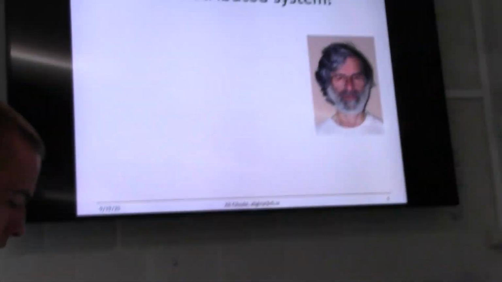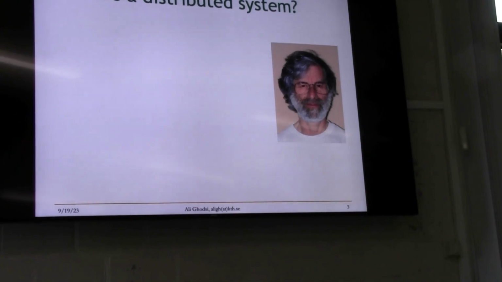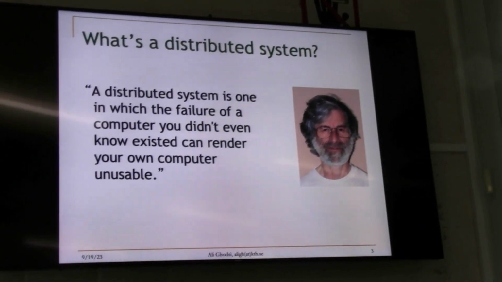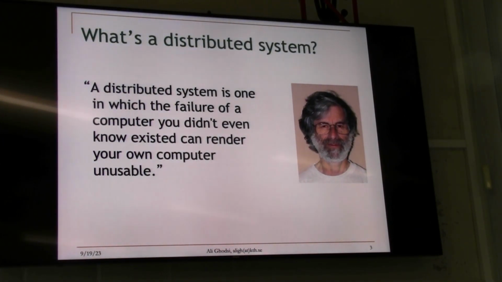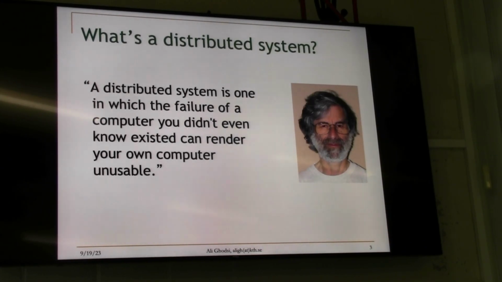So the first question is, what is a distributed system? So here's a guy who seems to know what he's talking about. He says a distributed system is one in which the failure of a computer you didn't even know existed can render your own computer unusable. So somewhere in the North Pole, a computer fails and you can't use your computer.